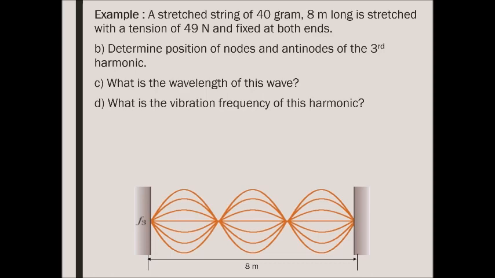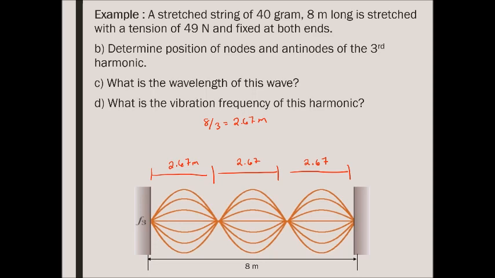We know that the entire string length is 8 meters. So just from geometry, if we divide this into 3 sections, so section 1 goes to here, section 2 goes to here, and section 3 goes to here, then 8 divided by 3 is going to be 2.67 meters. So the distance from one end to the first node is going to be 2.67 meters, and it's going to be the same distance between all of them.